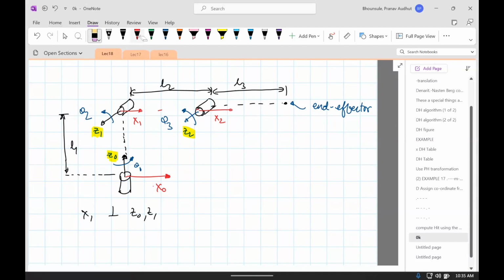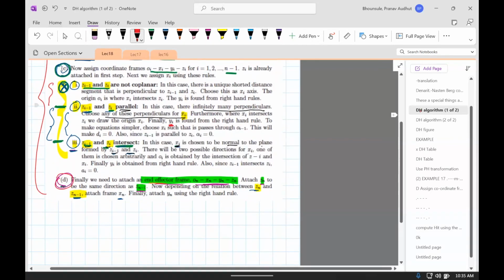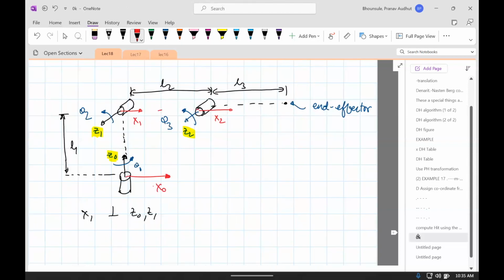Okay, we are one step from finishing. The last step, now we are exhausted with all the axes, all the Z0, Z1, and so on. So we're done with C, and we go to step D. We need an end effector frame. Here n will be, I believe, 3. So attach Zn to be the same direction as Zn minus 1. Okay, so let's do that. So it's saying attach Z3 in the same direction as Zn minus 1, Z2.